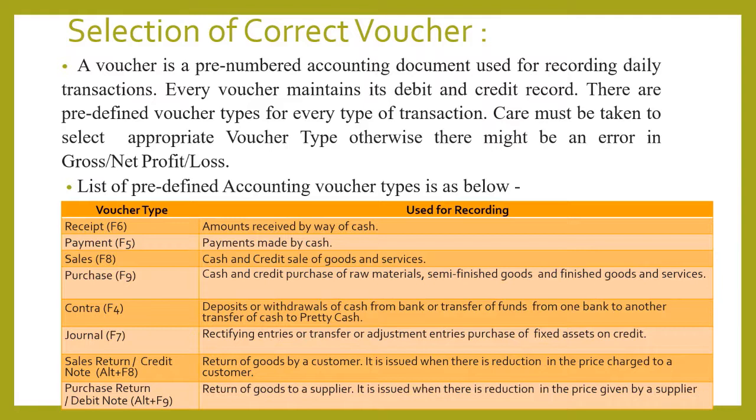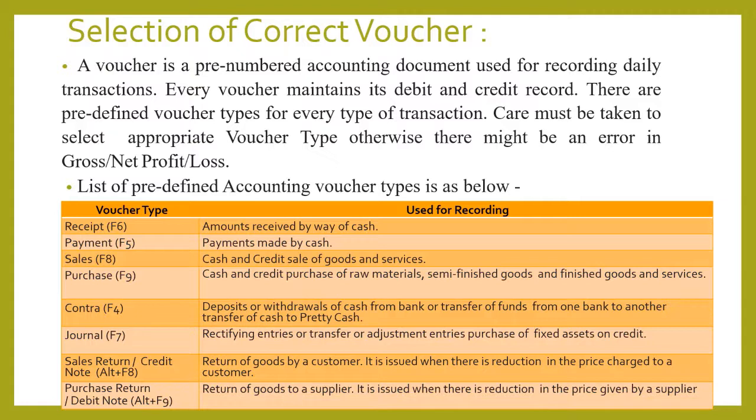The first one is the receipt voucher. The shortcut key for the receipt voucher is F6. It is used for an amount received by way of cash, where the word received is used. For example, received cash from Wipro Limited. So here this transaction entry will go under the voucher type receipt.